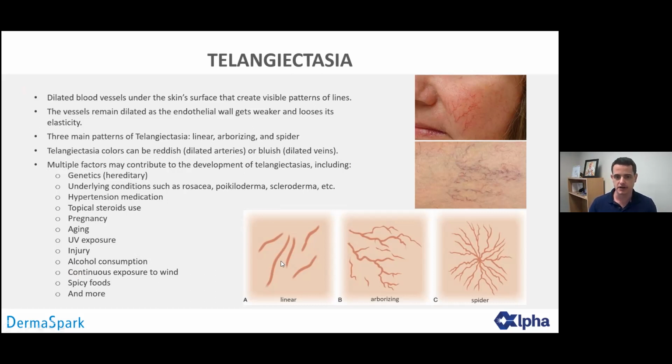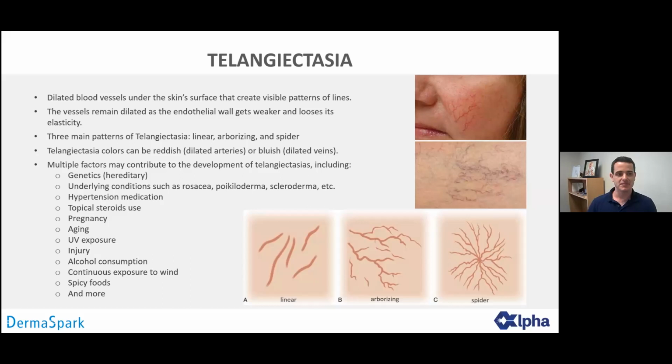There are three main patterns for telangiectasia. There is the linear pattern that we can see here in some areas, the arborizing pattern that you can see very clearly in the upper picture, and the famous spider pattern, what people call the spider veins or the spider capillaries, that looks like a spider. The telangiectasia colors can also change from reddish to bluish. When it's red, it indicates dilated arteries or arterioles. And when it's bluish, this is an indication that the part of the vessel that is dilated is the venule part of the capillary bed, or even the small vein itself that is dilated.